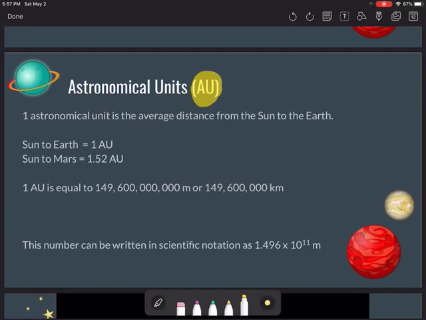We can write that number in scientific notation, and we're going to actually be learning how to use scientific notation down the road, but it can be represented by saying 1.496 times 10 to the power of 11 meters. So that's astronomical unit. That's our first unit.